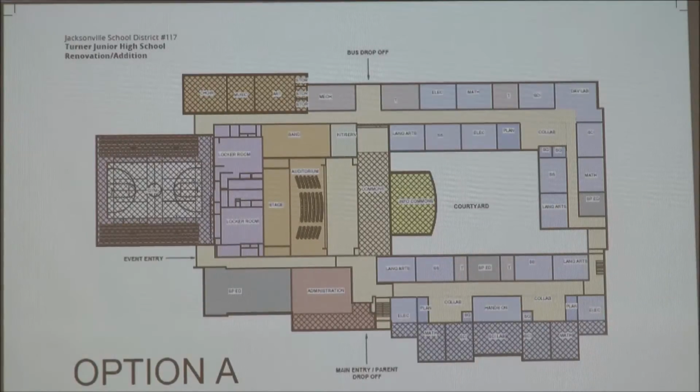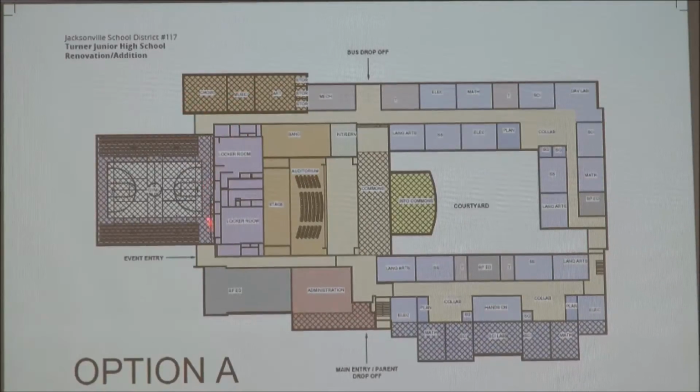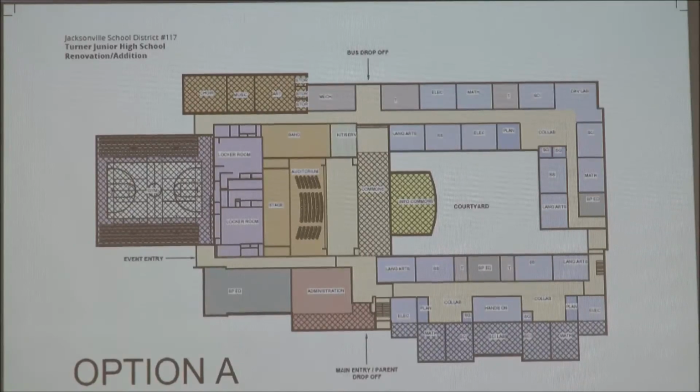Okay, so what's unique about this is we've created fine arts all in the same location. So we've relocated special ed to be adjacent to the administration area. You'll recall that that was one of the suggestions that came from the community. We're going to show you another option just because we want you to know that there are choices. We have created the 6th grade wing here.